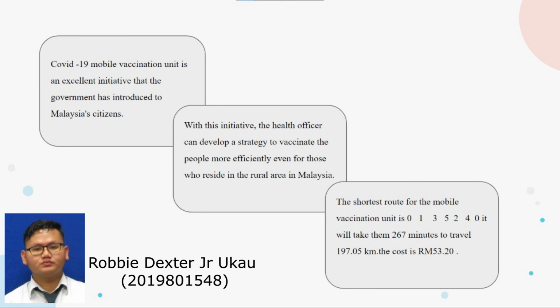In conclusion, we can say that the COVID-19 Mobile Vaccination Unit is an excellent initiative that the government has introduced to Malaysian citizens. With this initiative, the health officers can develop a strategy to vaccinate the people more efficiently, even for those who reside in rural areas in Malaysia. The shortest route for the mobile vaccination unit is as stated above, and it will take them around 267 minutes to travel 197 kilometers, which will cost them about 53 ringgit and 20 cents.